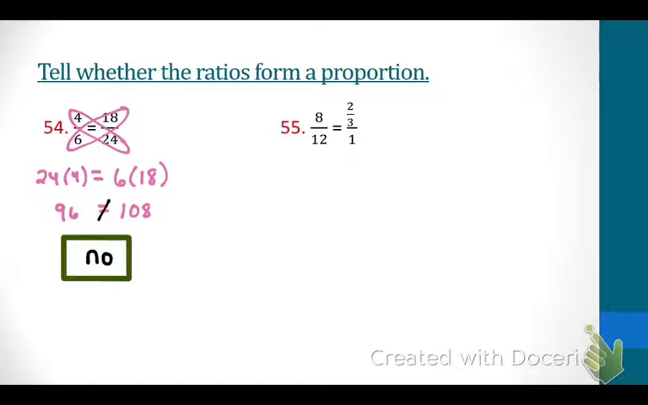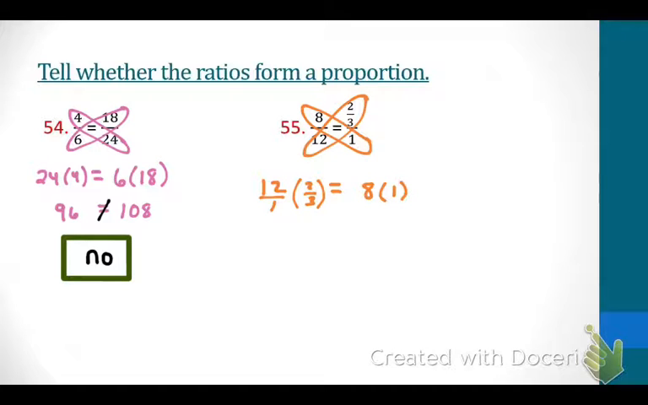Okay, very good. We're going to do cross products again. Okay, tell me what to do. You drop it down, equal sign, and you do 12 times 2 over 3. Okay, and then I could put that over a 1 if I wanted to. And on the right side? You do 8 times 1.